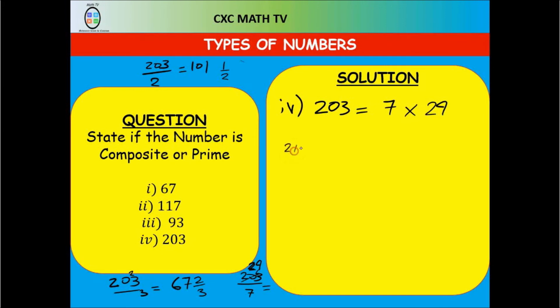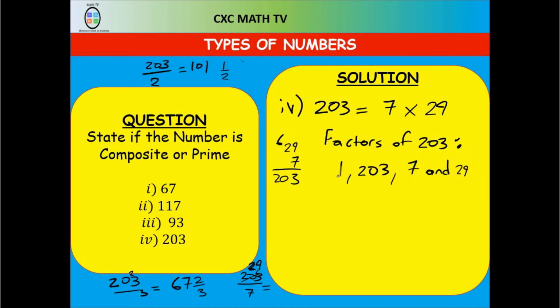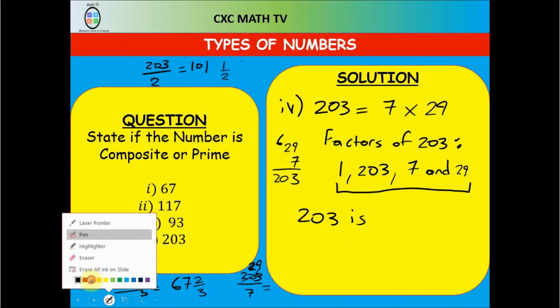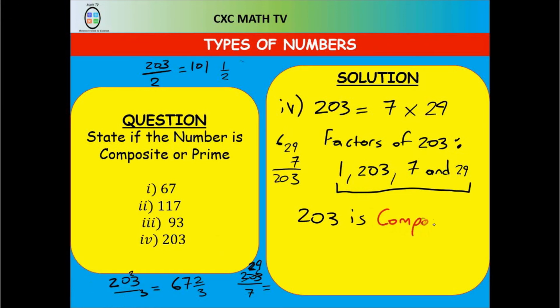Alright, so you can check it now. Just check it. 29 times 7. 9 7s are 63. Bring up 6. 7 2s are 14 plus 6, 203. So automatically we have the factors of 203 are 1, 203, 7, and 29. And of course there are probably more factors, but we just wanted to get more than 2 to be able to state that 203 is what? Composite, since it has more than 2 factors. So it is composite. Nice.